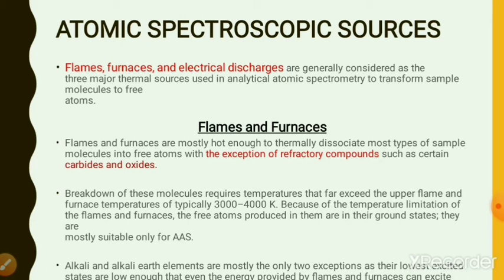So let's start with flames and furnaces. Flames and furnaces are mostly hot enough to thermally dissociate most of the sample molecules into free atoms, with the exception of refractory compounds such as certain carbides or oxides. Breakdown of these molecules requires temperatures that far exceed the upper flame and furnace temperature of typically 3000 to 4000 Kelvin. Because of the temperature limitation of flames and furnaces, the free atoms produced in them are in the ground state. They are mostly suitable only for AAS, that is atomic absorption spectrometry. Alkali and alkaline earth metal elements are mostly the only two exceptions, as their lowest excited states are low enough that even the energy provided by the flame and furnace can excite them.